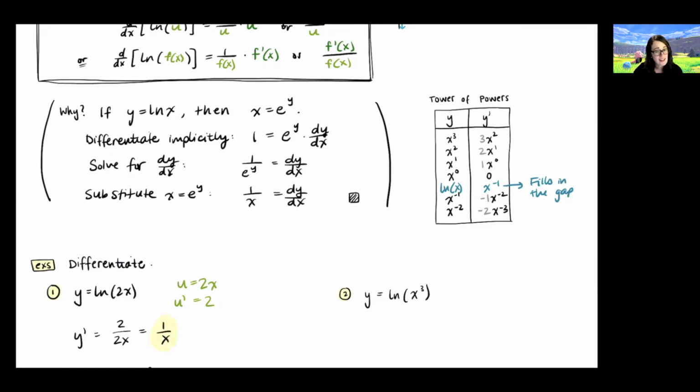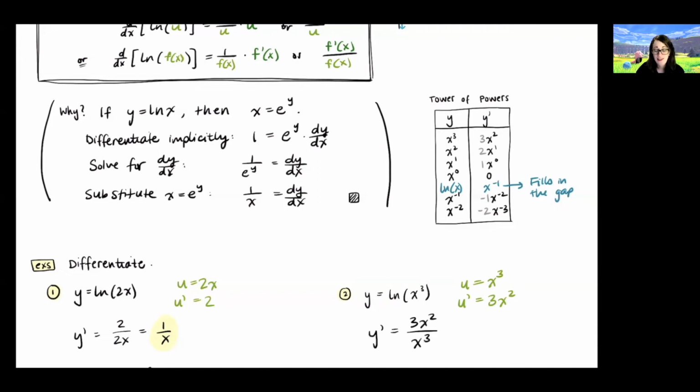The natural log of x to the third, we are going to want to use the chain rule again. So we don't have just x inside of the natural log. So we can find out what our u is. That's, of course, x to the third. Okay, u prime, the derivative of that, that'll be 3x to the second. And so when we differentiate the whole thing here, y prime, we'll get u prime over u. So that'll be 3x squared over x to the third.